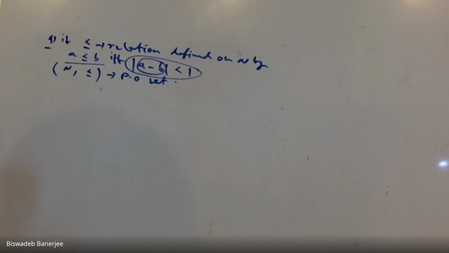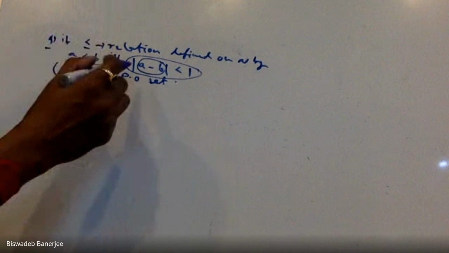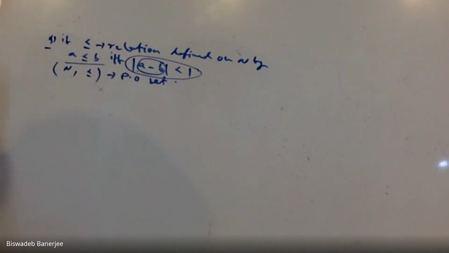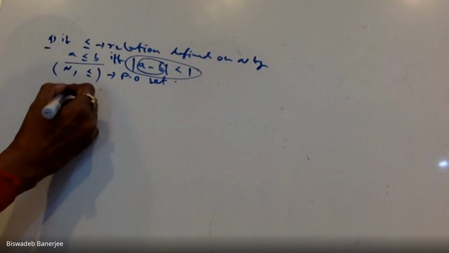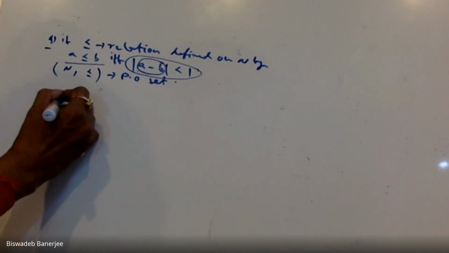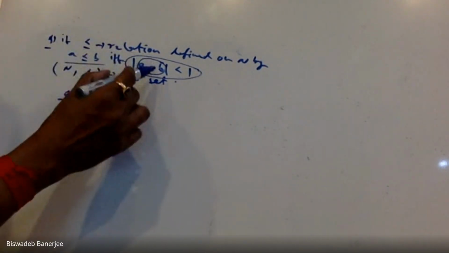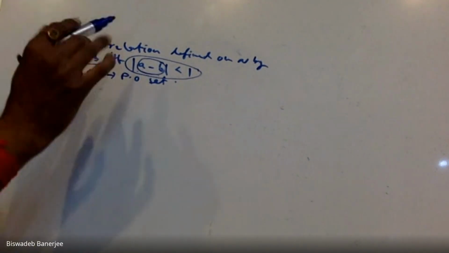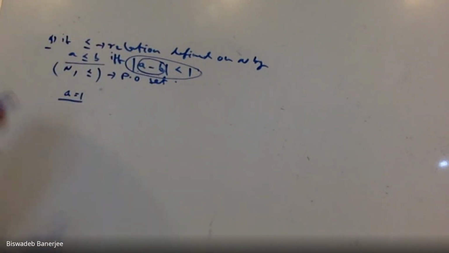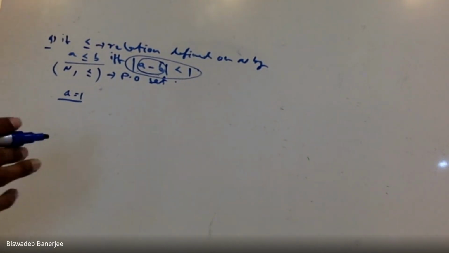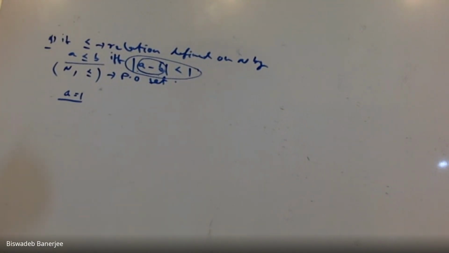So if we take some value, at first, mod of A minus B should be less than 1. So if we take A equal to, say, 1. Suppose we are taking A equal to 1. Now see that in that case, B should be less than 1. We know our set is natural numbers.